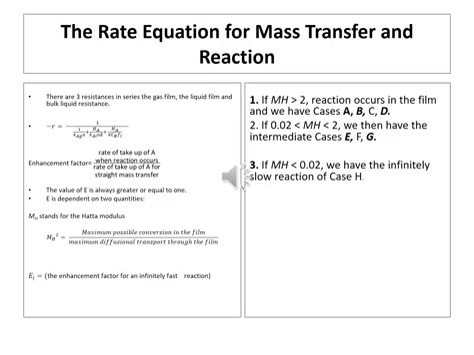So E is always greater than or equal to 1. And if E is equal to 1, it basically means that the reaction has not enhanced the absorption. E is dependent on two quantities, the Hatta number and the enhancement factor for an infinitely fast reaction. The definition of the Hatta number is the maximum possible conversion in the liquid film over the maximum diffusion through the liquid.